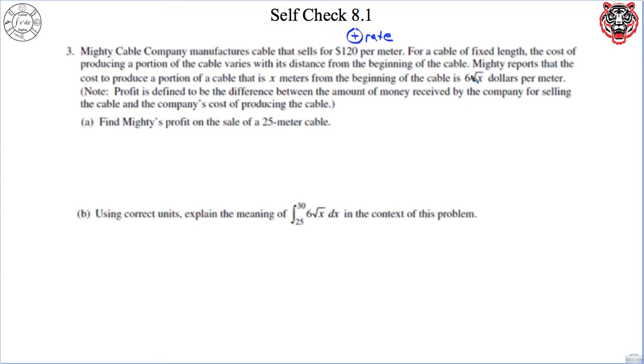And we have the 6 square root of x. That is going to be our negative rate. So this thing right here is our negative rate.